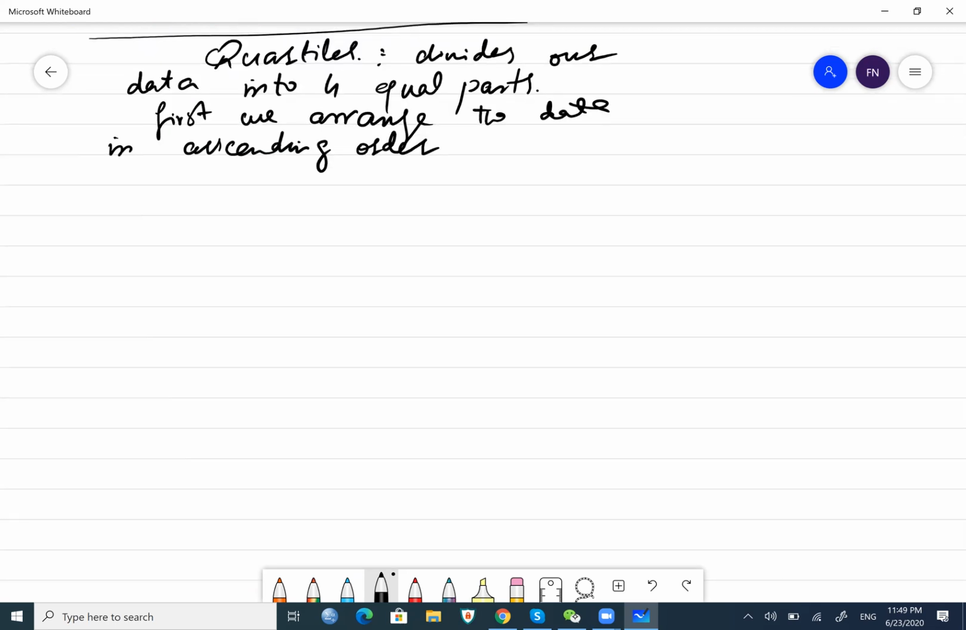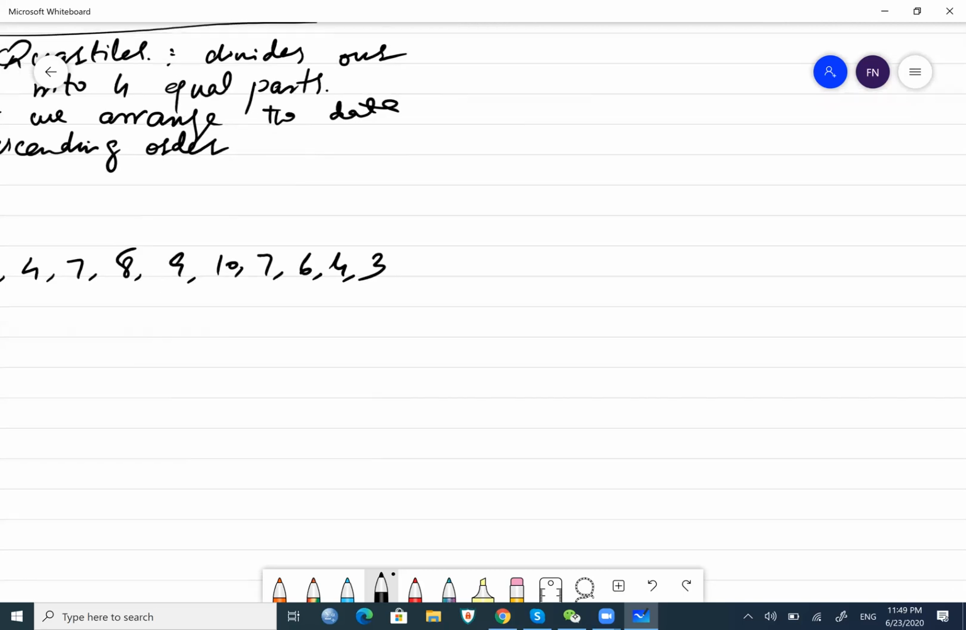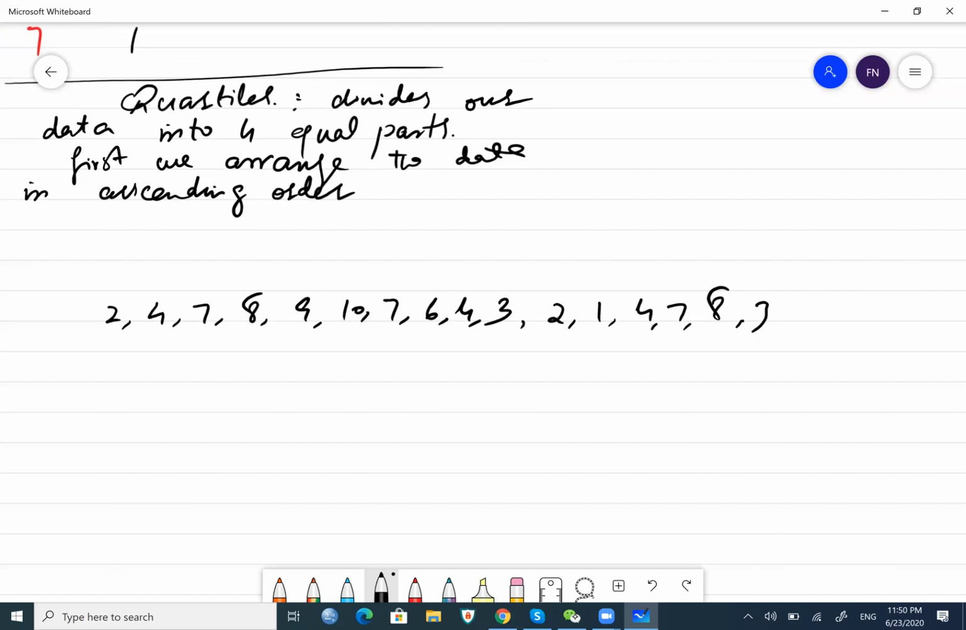For example, I write a data, let's say 2, 4, 7, 8, 9, 10, 7, 6, 4, 3, 2, 1, 4, 7, 8, and 3, right? Is that clear? So first of all, we arrange the data in ascending order to calculate the quartiles. By the way, there are 3 quartiles, Q1, Q2, and Q3.